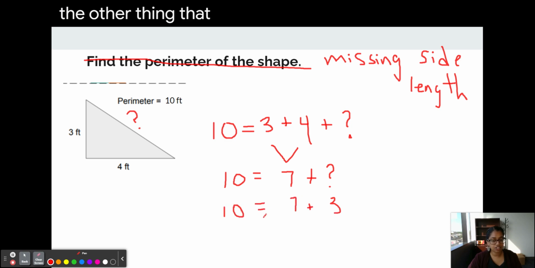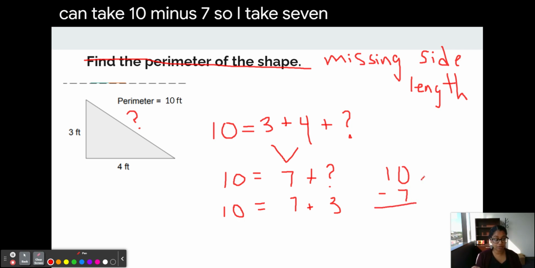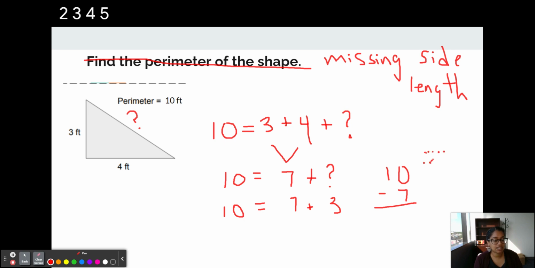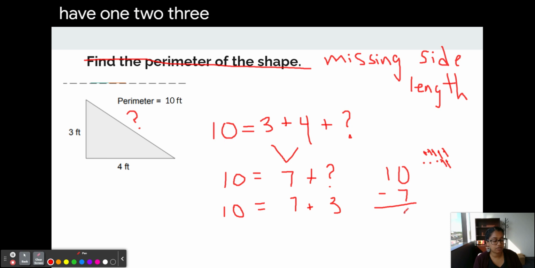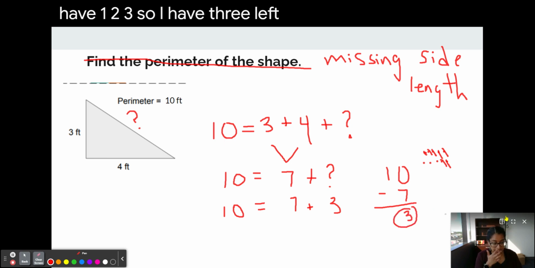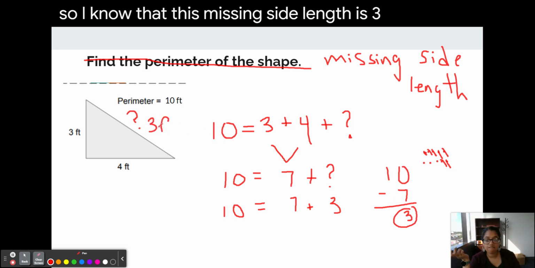The other thing that I can do is I know that I have 7. I have to figure out how much is left over. So I can take 10 minus 7. So if I take 7 away from 10, by 1, 2, 3, 4, 5, 6, 7, 8, 9, 10. I'm going to take away 7. 1, 2, 3, 4, 5, 6, 7. I have 1, 2, 3. So I have 3 left. Both of these methods work. So I know that this missing side length is 3 feet.